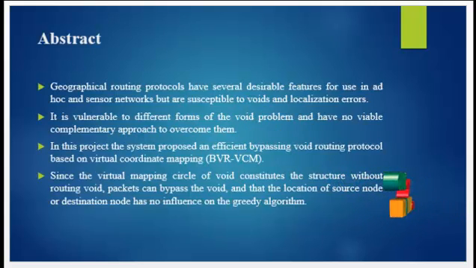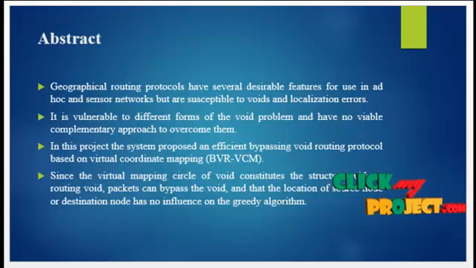Let's see the abstract. Geographical routing protocols have several desirable features for use in sensor networks, but they are susceptible to voids and localization errors. Also, they are vulnerable to different forms of the void problem and have no viable complementary approach to overcome them. Hence, in this project, the system proposes an efficient bypassing void routing protocol based on virtual coordinate mapping. This protocol is known as BVR VCM.